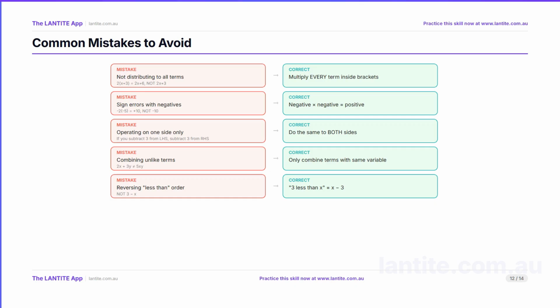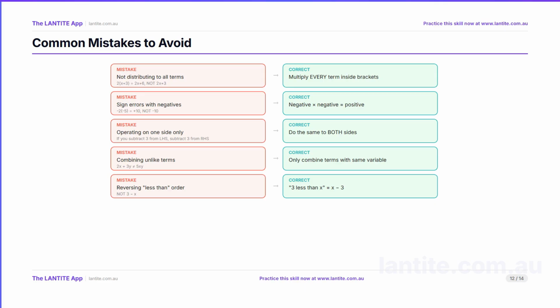Before I move to the practice problems, here are the most common algebra mistakes. First, not distributing to every term inside the brackets. For example, 2 times the bracket x plus 3 is 2x plus 6, not 2x plus 3. Second, sign errors when expanding negatives. Negative 2 times negative 5 is positive 10, not negative 10.